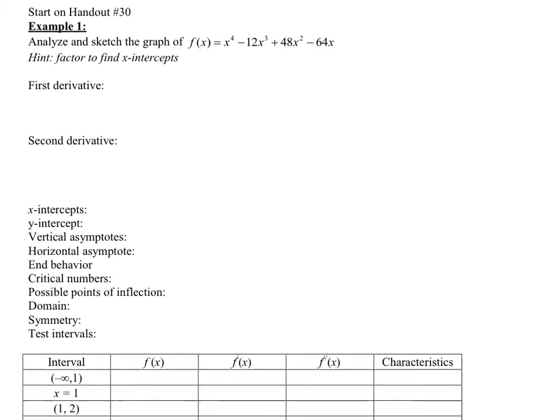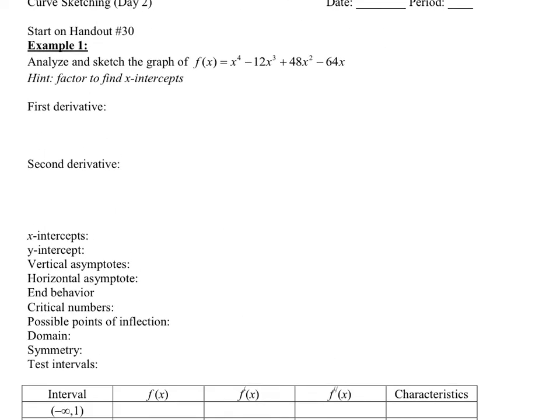So let's take a quick look here at example 1. I'll also say this, I'm not going to be using the table for every one of these. I prefer to just use sign diagrams. If you like using the table, go for it, okay? But it's down there if you want it. Okay, so let's look at our function. We've got f of x equals x to the fourth minus 12x cubed plus 48x squared minus 64x.